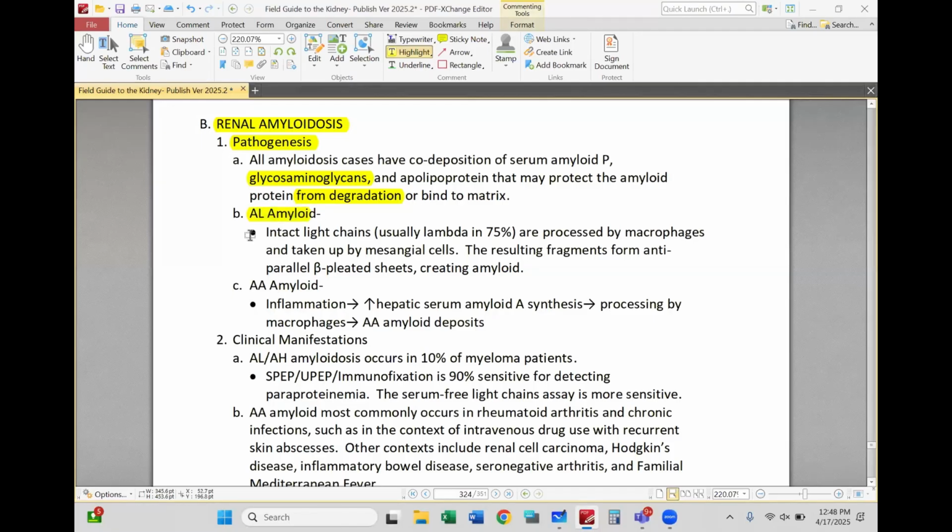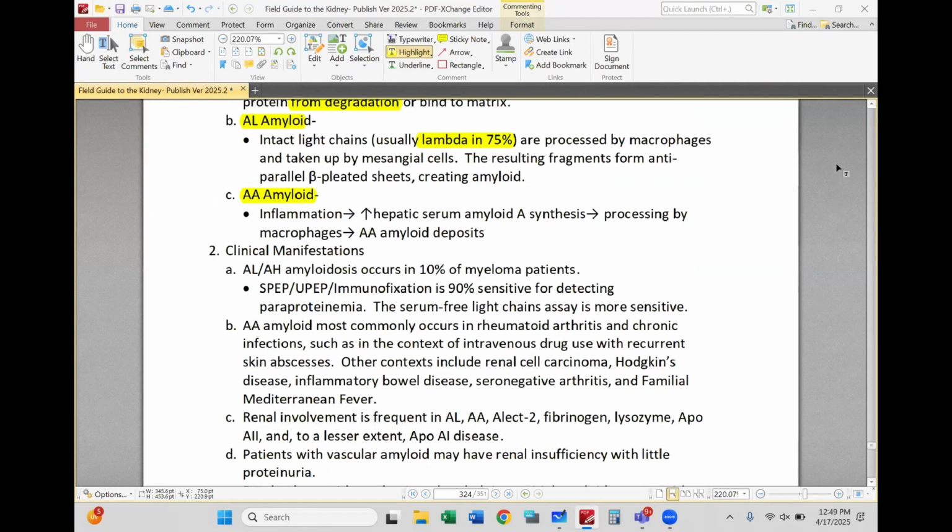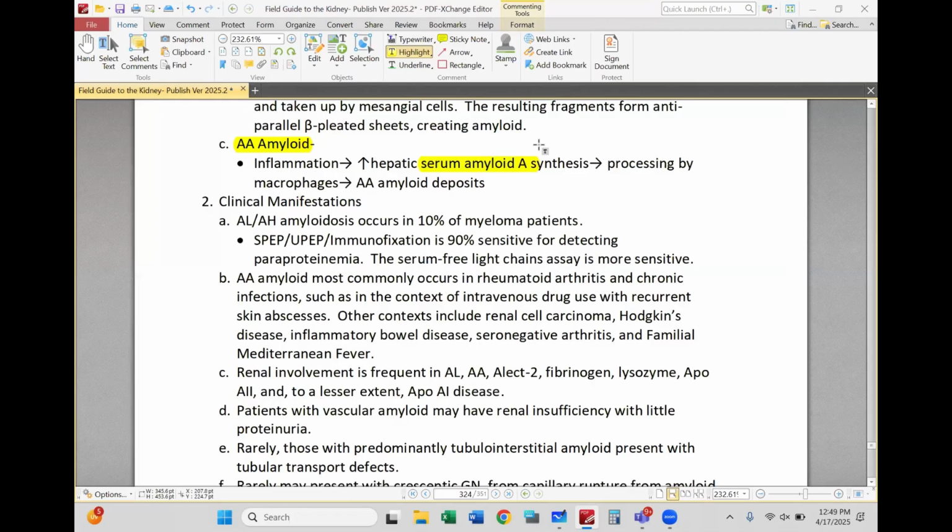Let's see what I can focus on here. There's a little bit of overrepresentation of lambda light chains in AL amyloid, and there's more kappa presentation for the MIDD, the monoclonal immunoglobulin deposition disease, but that's not diagnostic. You could still have kappa AL amyloid, but there is a modest tendency for lambda paraproteins to form AL amyloid as opposed to MIDD. Okay. And then I think we've talked about AA amyloid enough, which is derived from this serum amyloid A protein.